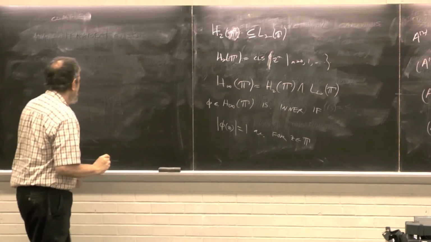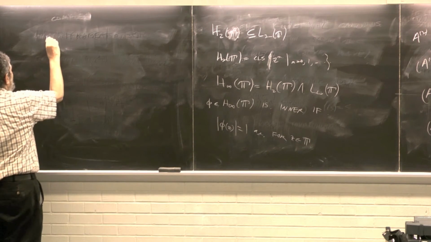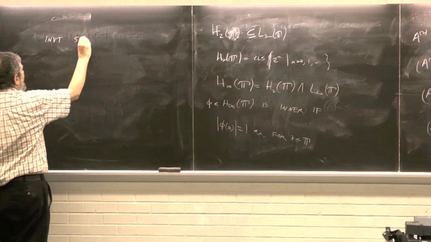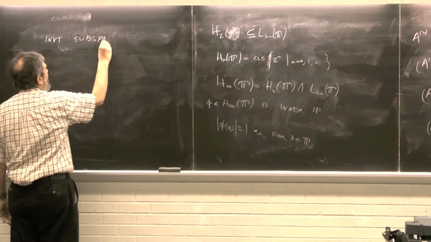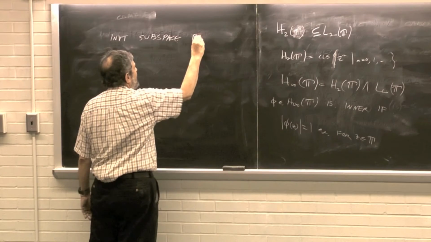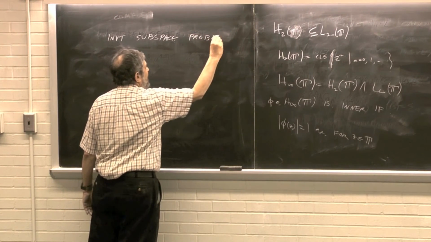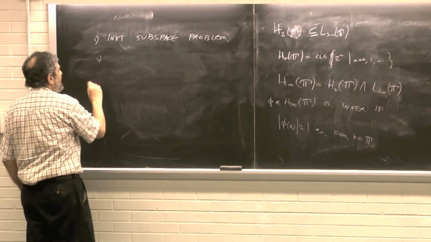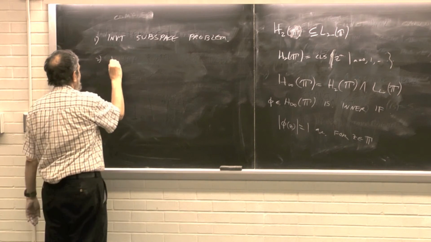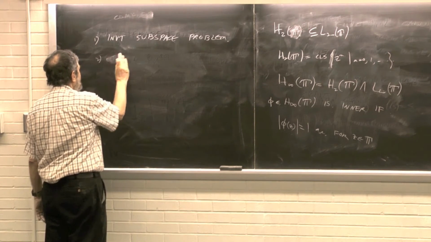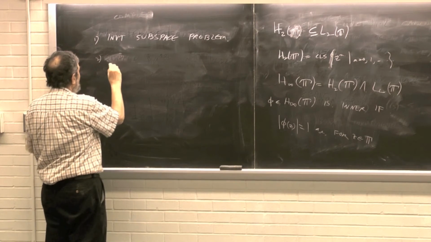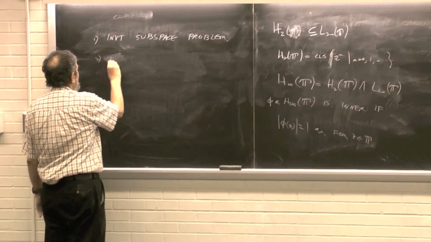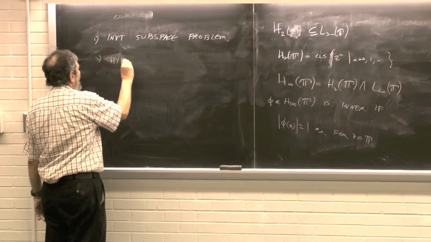Okay, so one thing that we can do is, we started out with the invariant subspace problem. I'm going to sort of list some harder and harder problems. So then the next thing is what's called the transitive algebra problem. Well, let's do this. The hyperinvariant subspace problem.